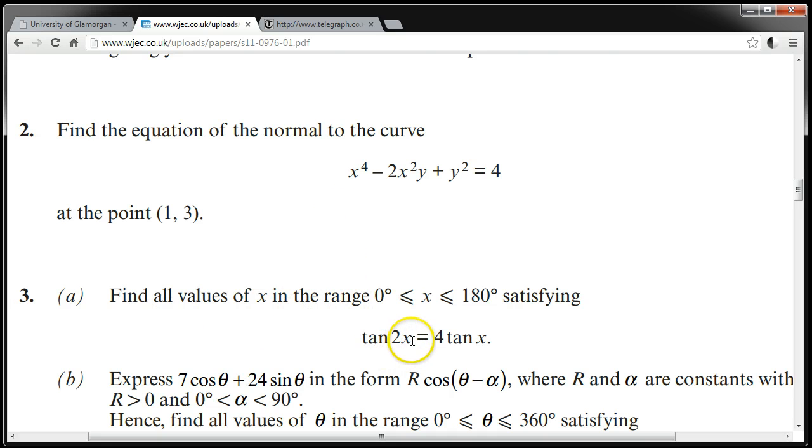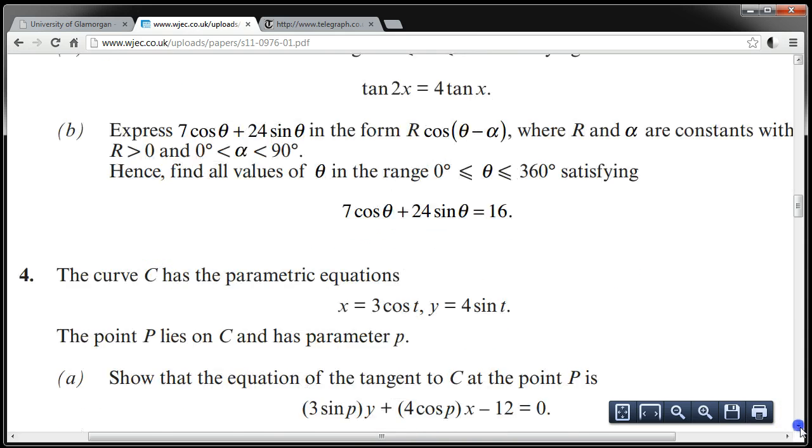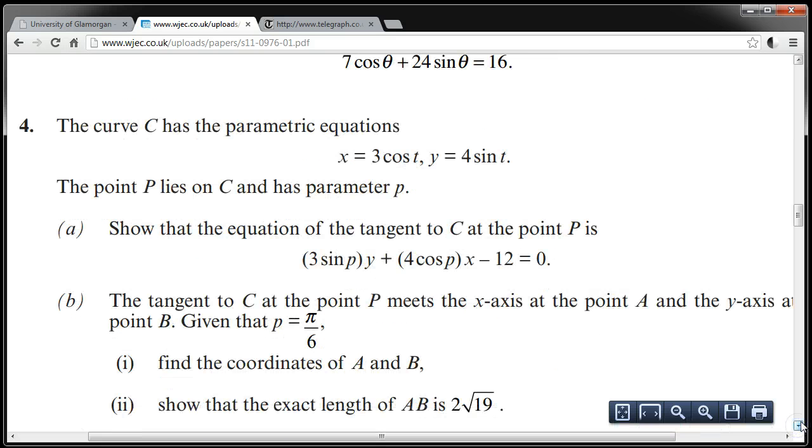Here's a double angle formula here, so that should be fairly useful as well. That'll probably be a quadratic in tan, solving a quadratic. Here's the compound angle formula here, so write this in this form and then we can solve this. So that should be, again, it should hold no surprises really.